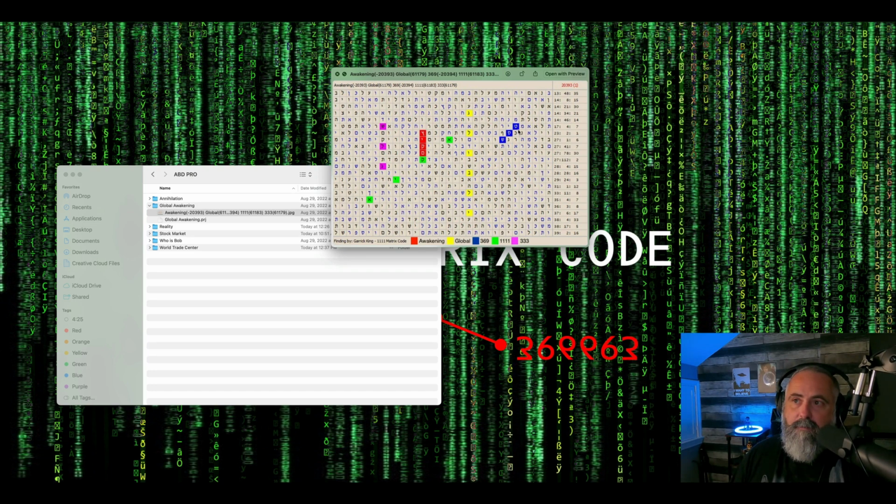We have 369 on one side, and lo and behold, 333 on the other. So again, folks, you have to ask the question, what are the chances that we already know that these numbers are related in the 1111 matrix code? I've already talked about it being a global awakening, that we're all waking up around the world. So what are the chances of finding those exact same words? Global awakening, 1111, 333, 369, all right here together. It's pretty wild.